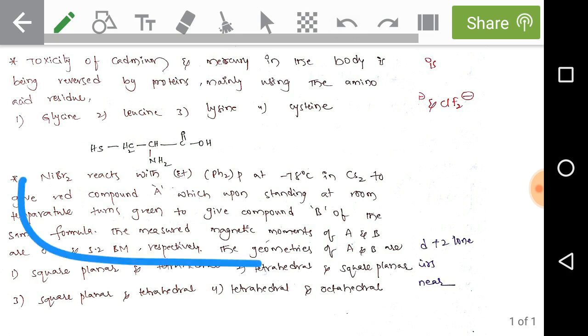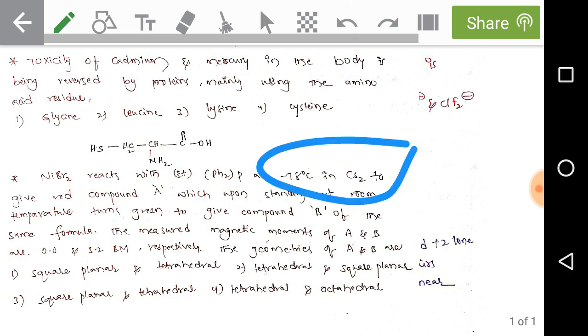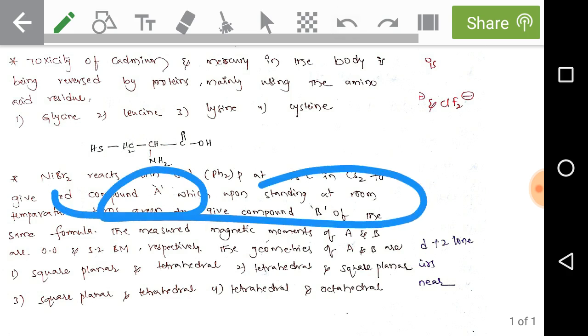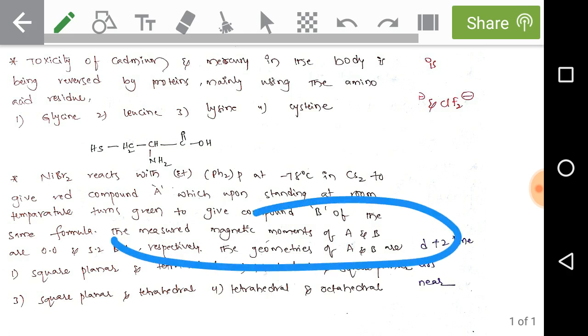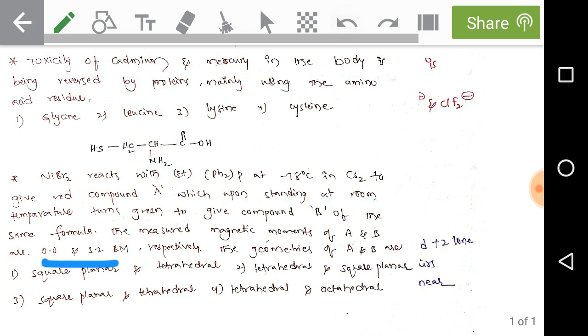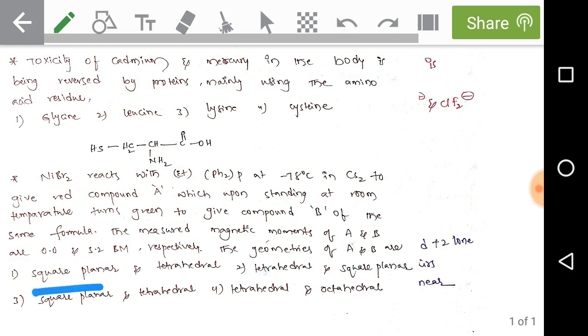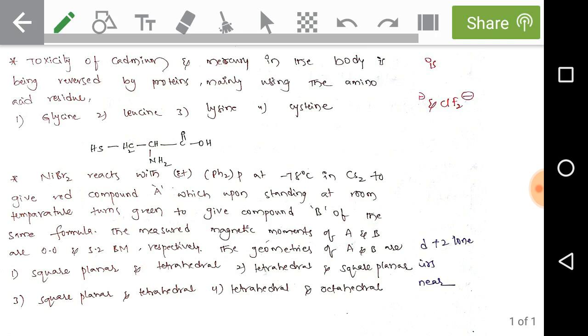Next one, nickel bromide reacts with ethyldiphenylphosphine at -78 degrees centigrade in carbon disulfide to give red compound A, which upon standing at room temperature turns green to give compound B of the same formula. The measured magnetic moments of A and B are 0 and 3.2 Bohr magneton respectively. The geometries of A and B are, so we need to find square planar, tetrahedral, or tetrahedral, octahedral. Just check all the 4 given options, okay.